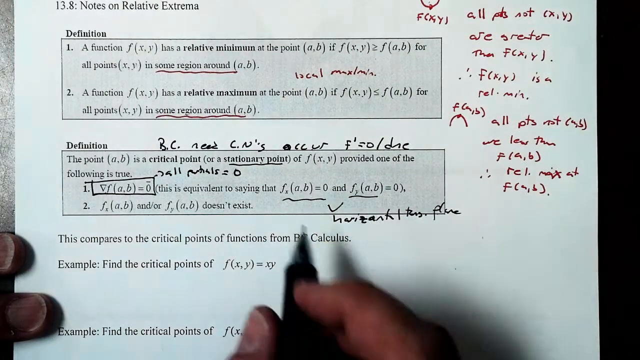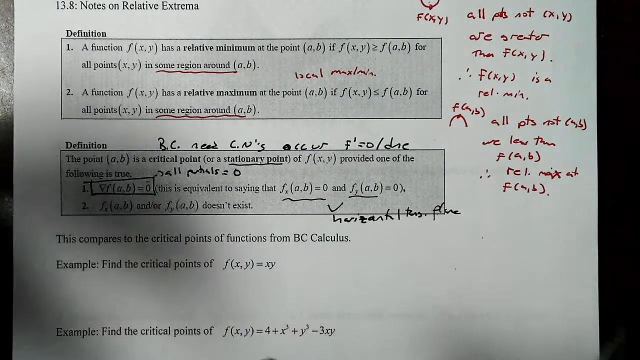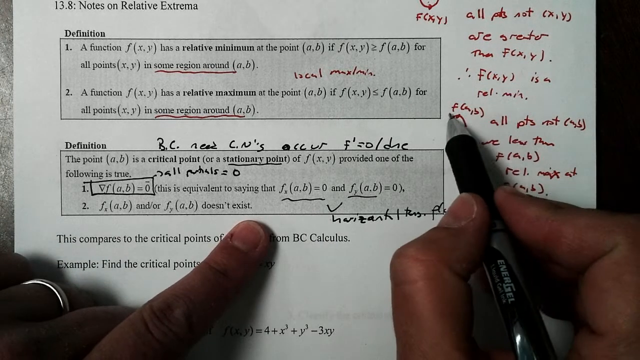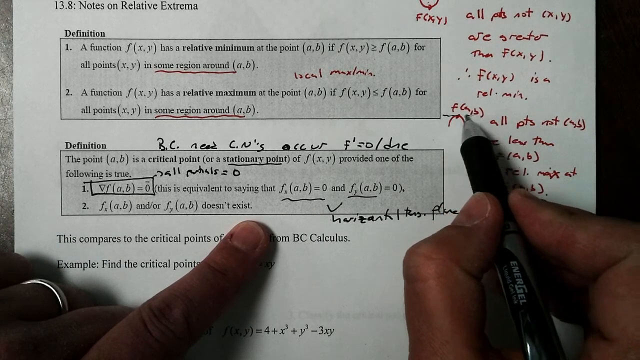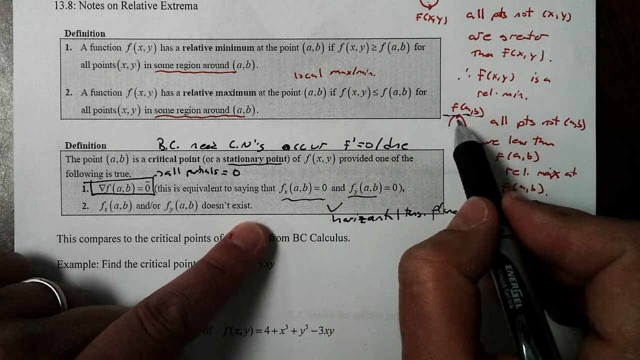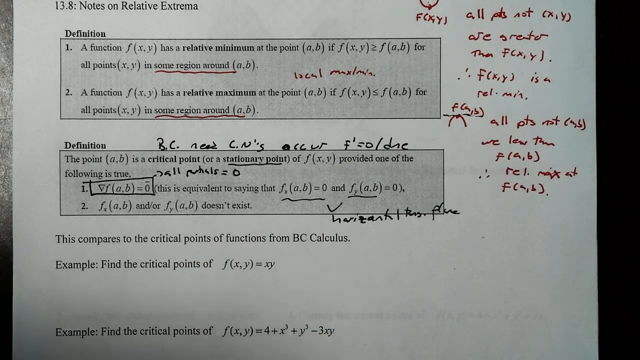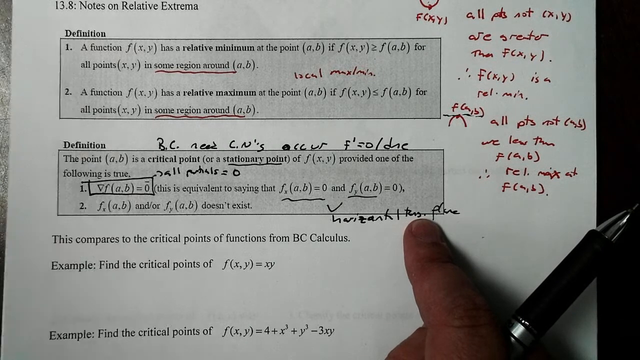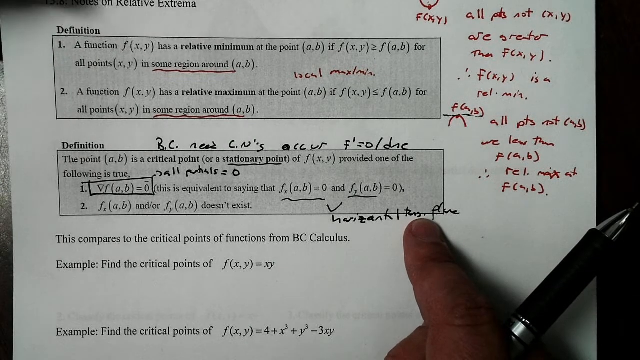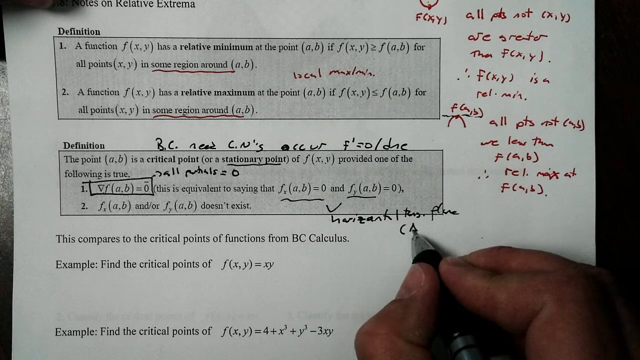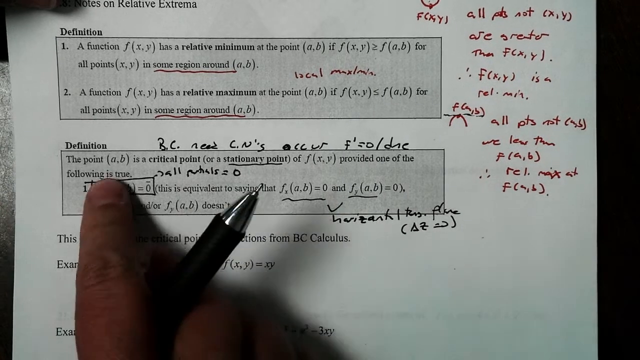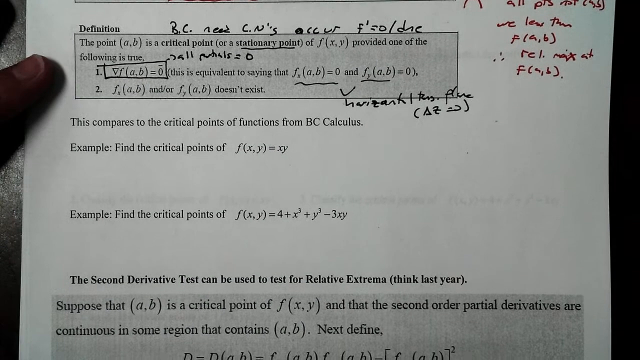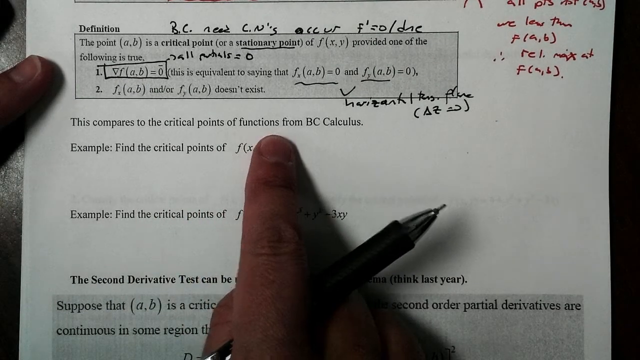And again, this is very similar to what we did last year in calculus. In calculus, if I wanted to find a critical number, we looked at a horizontal tangent line. Like up here, my horizontal tangent line is where my function slope would be 0. Now, when we say horizontal tangent plane, of course, this time we're basically saying our change in z is 0. That's really what we're saying here. Change in z equals 0. Remember, that gets from our gradient. So we can compare the critical points of functions from BC calculus.